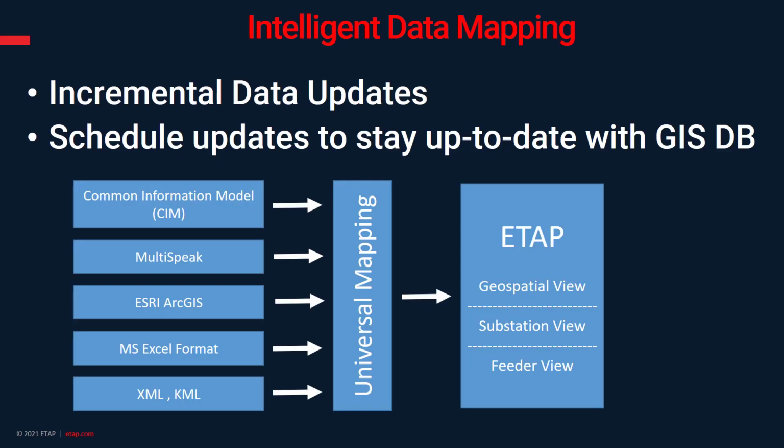How the intelligent data mapping works is you have the various sources on the left-hand side. There's a universal mapping tool that is the bridge to take the data from the source, whether it's CIM, Multispeak, or Excel, ESRI GIS. It'll go through a universal mapping utility, and then ETAP will generate both the electricals, the geospatial view, as well as the substation view and the network view that I showed earlier.